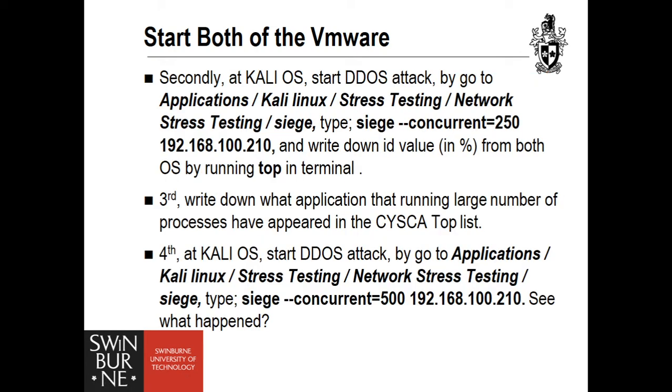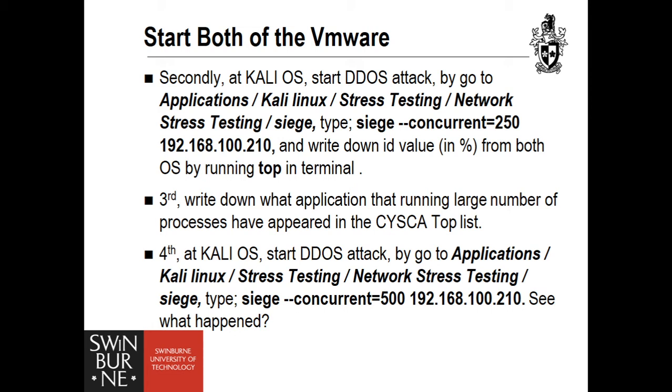After that, at the COS, you can start the DDoS attack. As we put the VMware side by side, for example, maybe on the right you put the Kali OS, and on the left the CYSA 2014. We need to set the role: Kali OS is the attacker, and the role of CYSA 2014 is the victim.